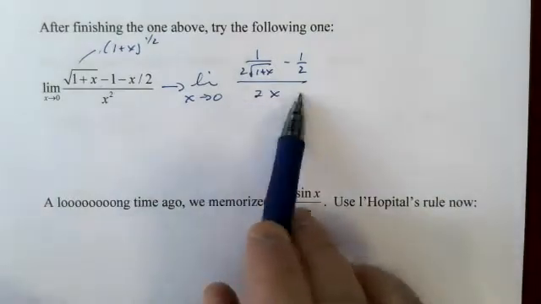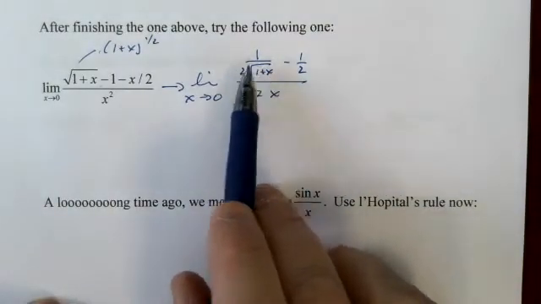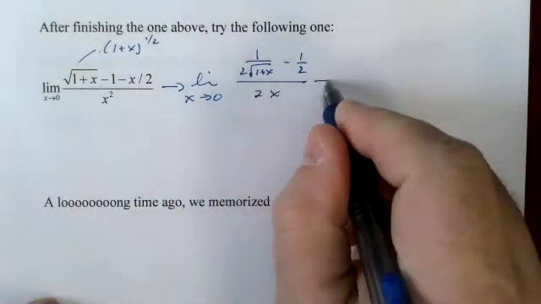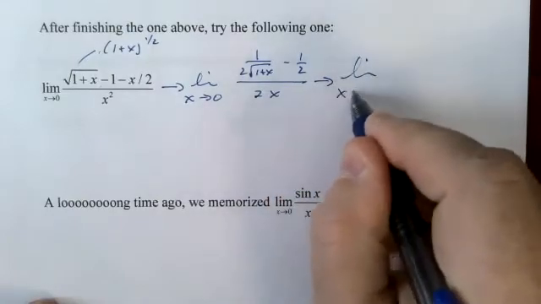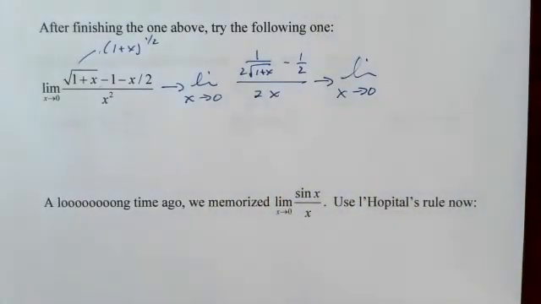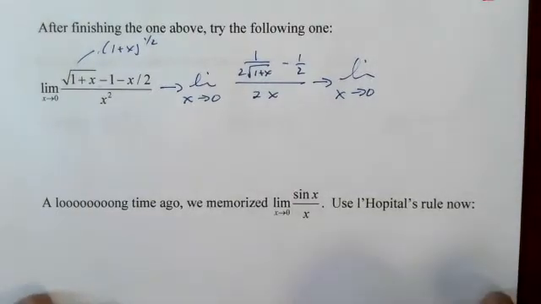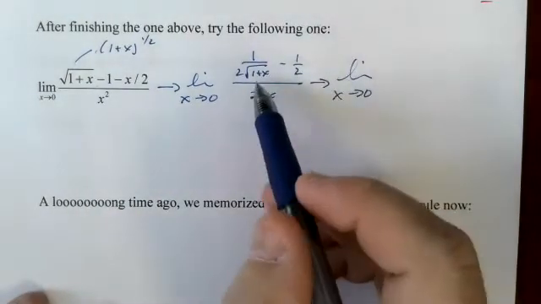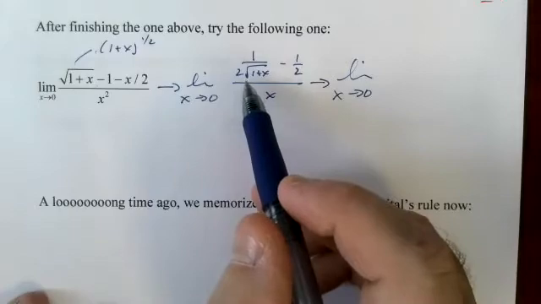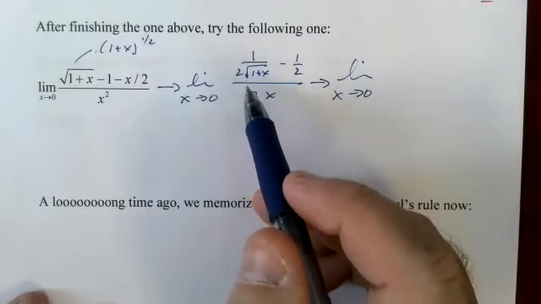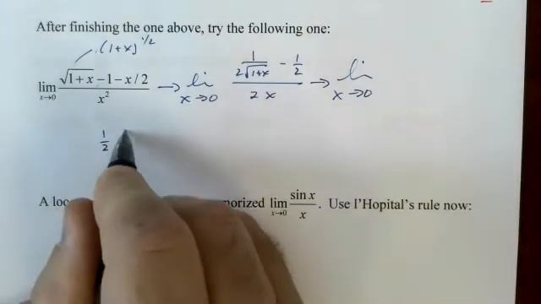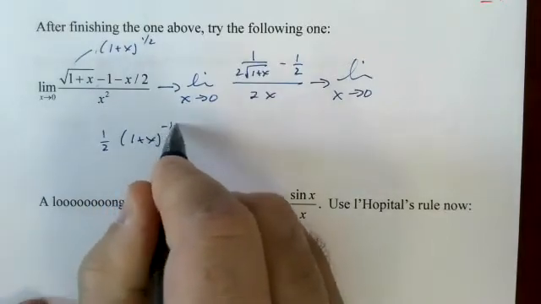Plug in 0. 1/2 minus 1/2, we get 0 over 0. Keep going. 0 over 0 is the first problem we started with. Nothing's changed. Just do it again. Now let's write it down here. 1/2 times (1 plus x) to the negative 1/2.